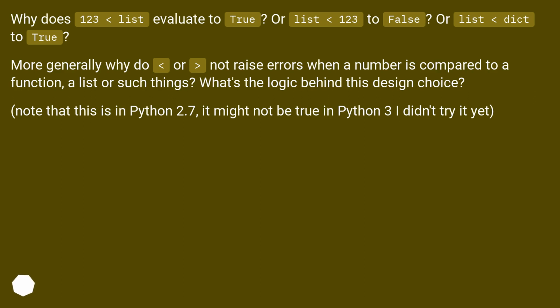More generally, why do is lower than or is greater than not raise errors when a number is compared to a function, a list or such things? What's the logic behind this design choice? Note that this is in Python 2.7, it might not be true in Python 3, I didn't try it yet.